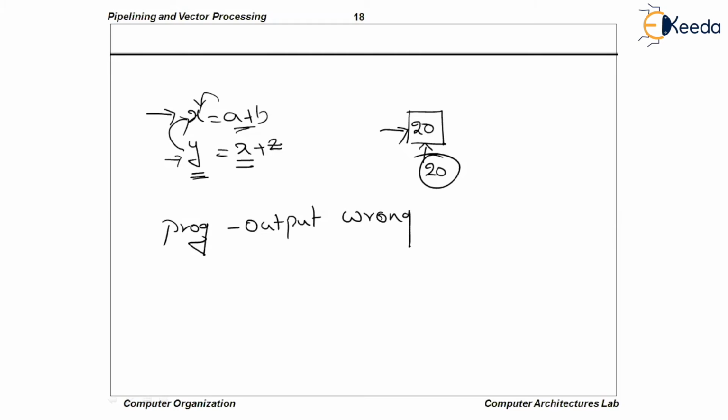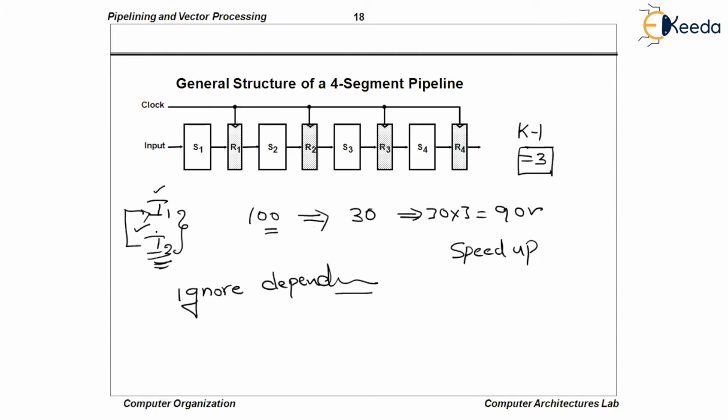Simple common sense this is. That is, if you ignore the dependencies and send I2 right after I1, definitely program output will be wrong, because I2 is going to read the previous value of x but not after execution of the I1. So ignoring the dependencies doesn't work, because program outcome will be wrong.